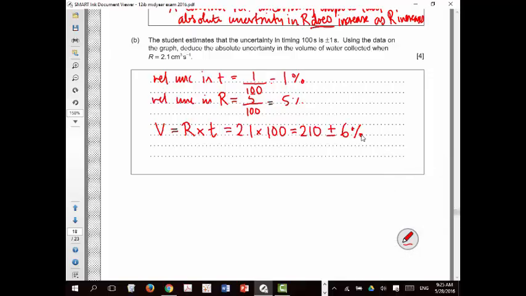Okay, but what we wanted was the absolute uncertainty. And so the absolute uncertainty is just going to be equal to 0.06, or in other words, 6% of 210 times 210, which is equal to, well, it's going to be 6 plus 0.6, which is 12.6. And the units for the absolute uncertainty is the same as the units for V, which is centimeters cubed. Okay.